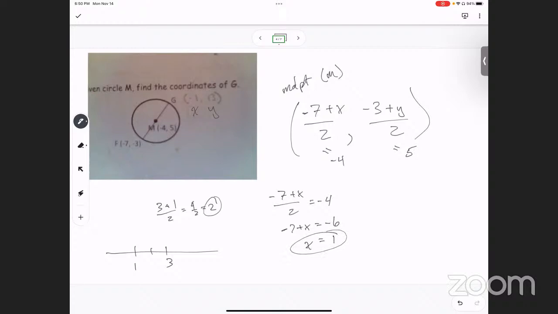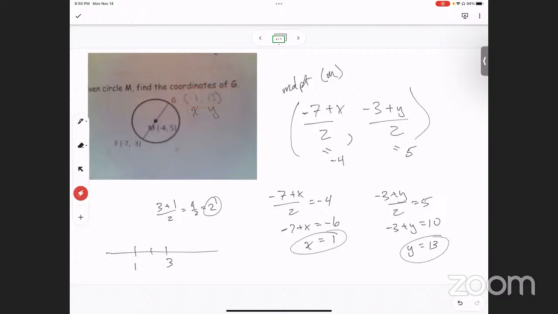Okay. And then -3 plus y over 2 equals 5. -3 plus y equals 10. I'm multiplying both sides by 2. Y equals 13. Is this the answer key?